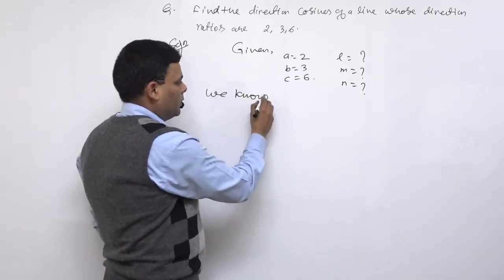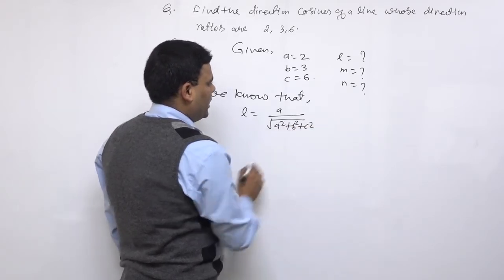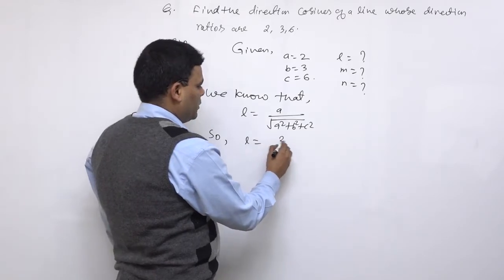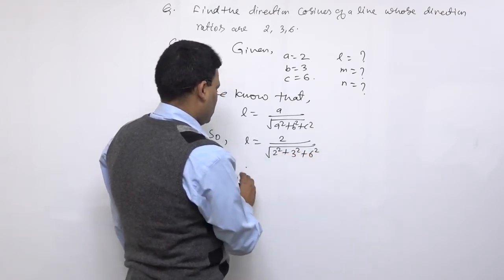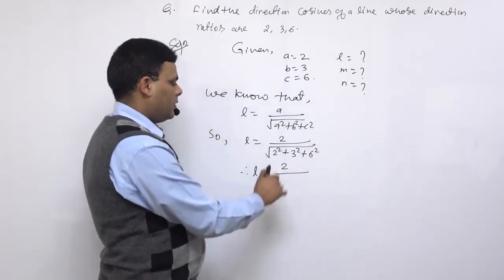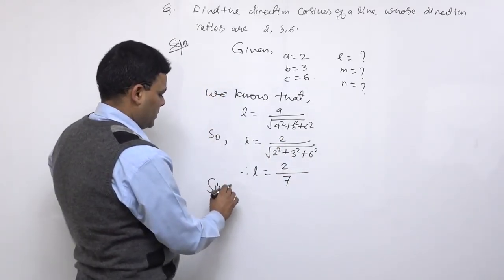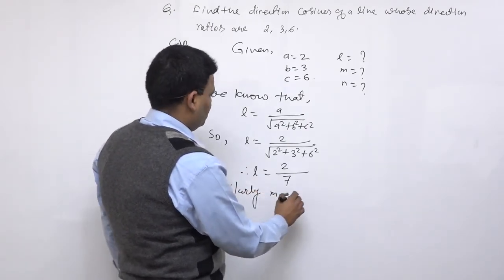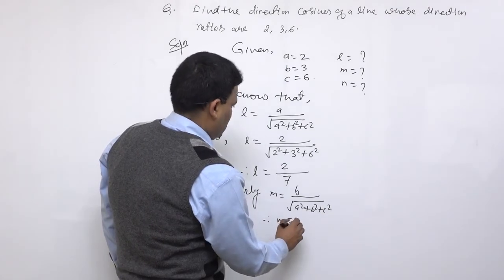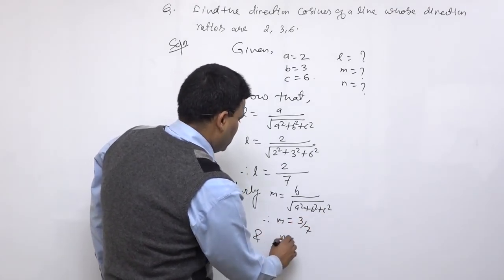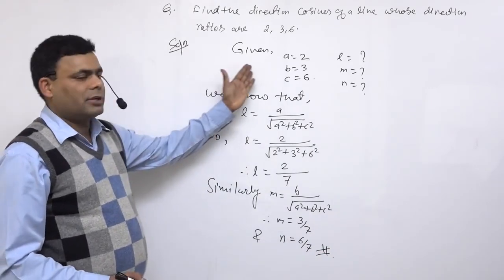We know that l equals a upon root over a square plus b square plus c square. So l equals 2 upon, अब यसलाई सिम्प्लिफाई गर्दाखेरि 2 square plus 3 square plus 6 square. Therefore l equals 2 upon, यो 36, 9, 45, 4, 49, root 49 is 7, so 2 upon 7. Similarly, m equals b upon root over a square plus b square plus c square. Therefore m equals 3 by 7 and n equals 6 by 7. In this way, we can find the direction cosines of a line if direction ratios are given.